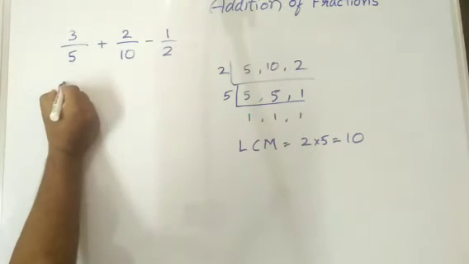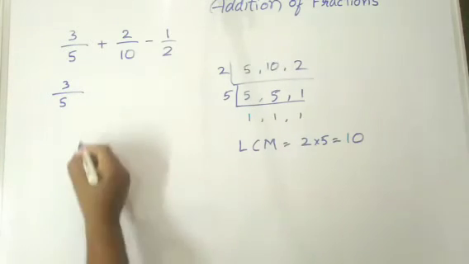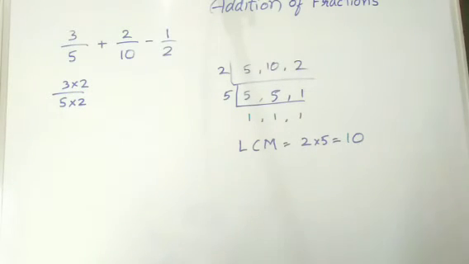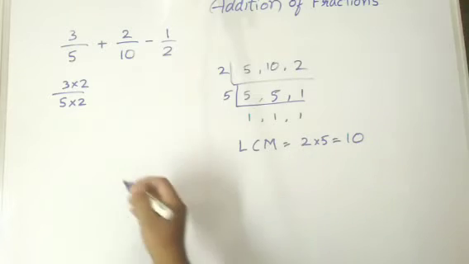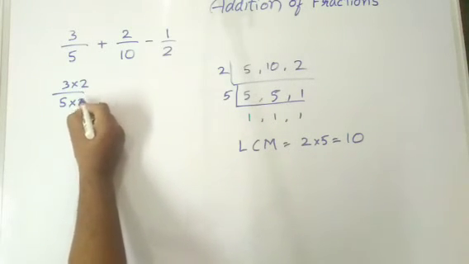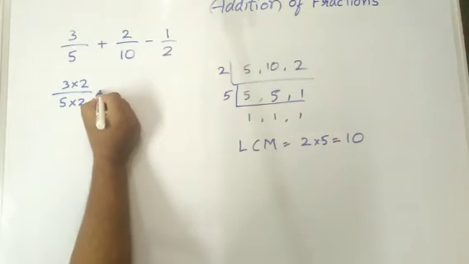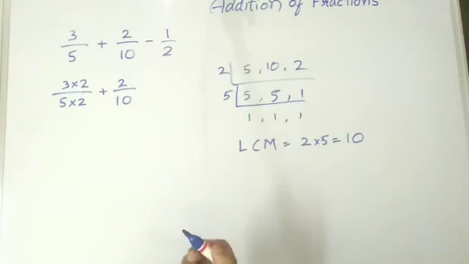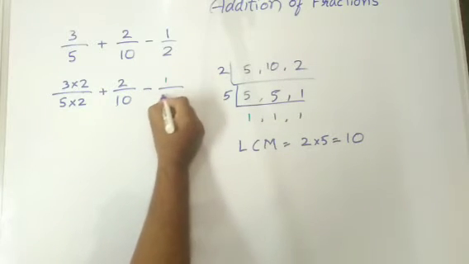So here 3 by 5. When will 5 become 10? When I multiply by 2. If I multiply only the denominator by 2, it won't satisfy because the value will change. That's why I am multiplying the numerator and denominator, because if I cancel this 2, you will get 3 by 5 once again. So plus. Here no need to change because it is already 10. Yes. So next one is 1 by 2.